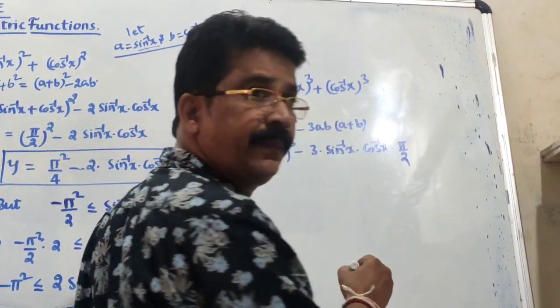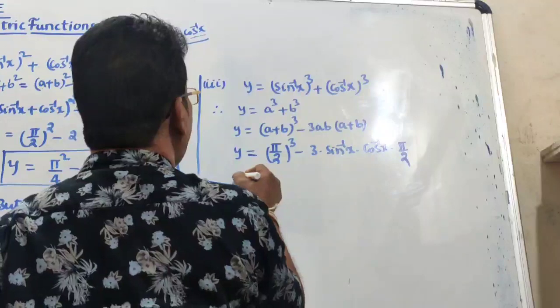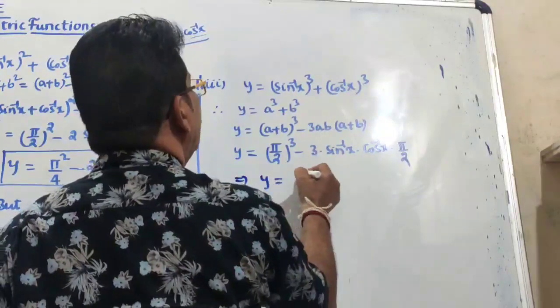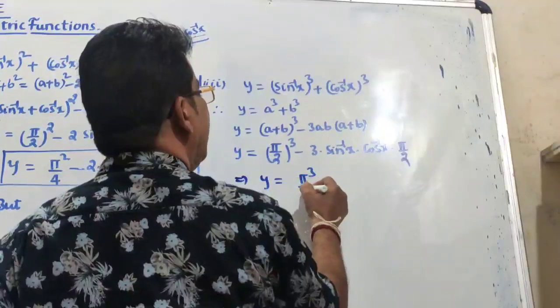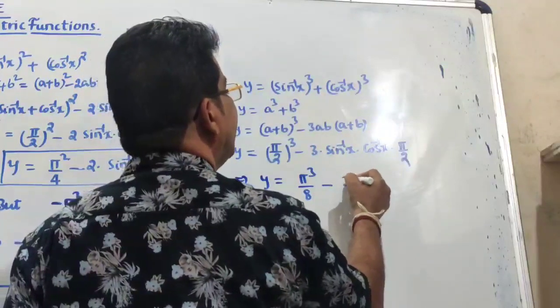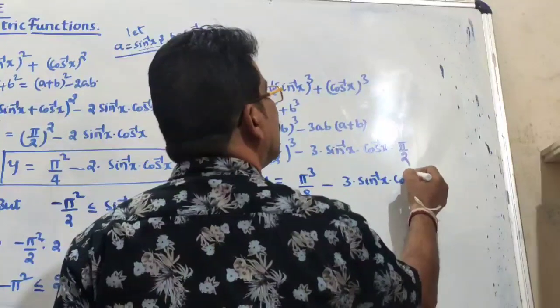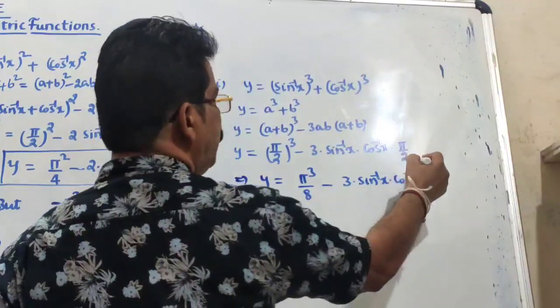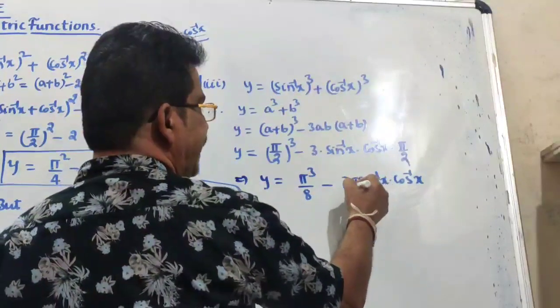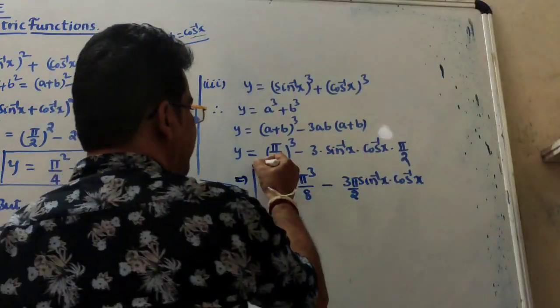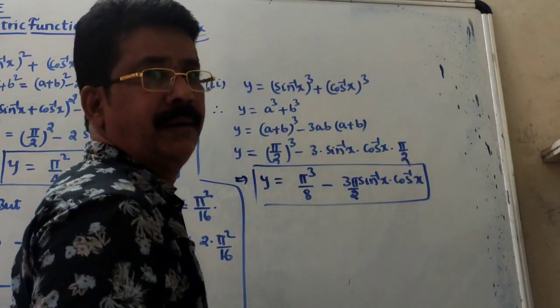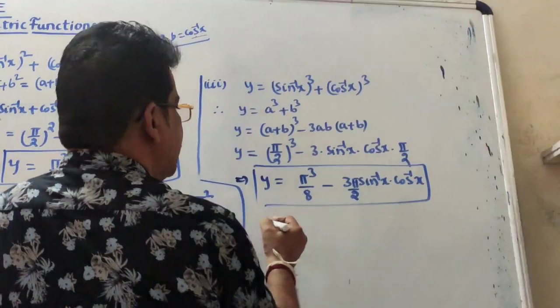That implies y equal to pi cubed by 8 minus 3 into sin inverse x into cos inverse x into pi by 2, which means it is 3 pi by 2. So this is the given y.